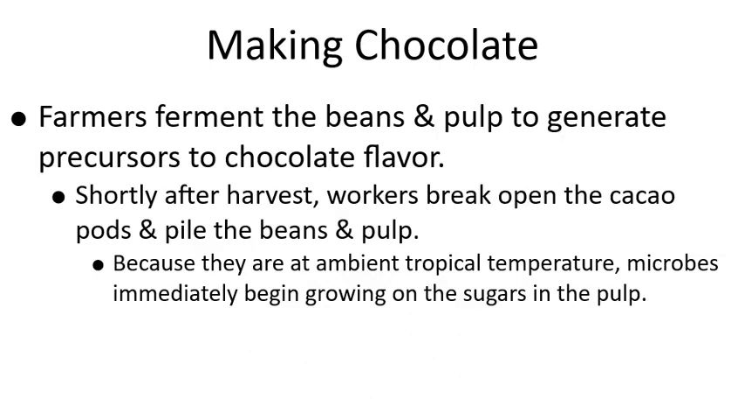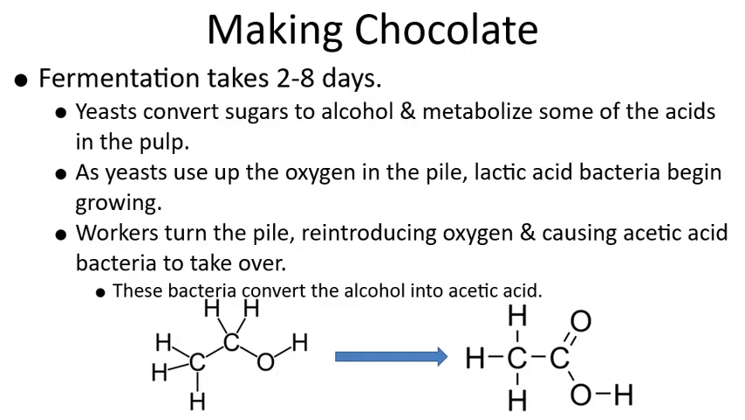So after harvesting the cacao pod, farmers break open the pod, remove the beans and the pulp, and pile them up. In the ambient temperature, remember that the cacao is grown in tropical climates, microbes quickly begin growing on the sugars in the pulp. This fermentation of the beans and the pulp allows chemical reactions to generate precursors to the chocolate flavor. Depending upon conditions, this fermentation process takes a few days.